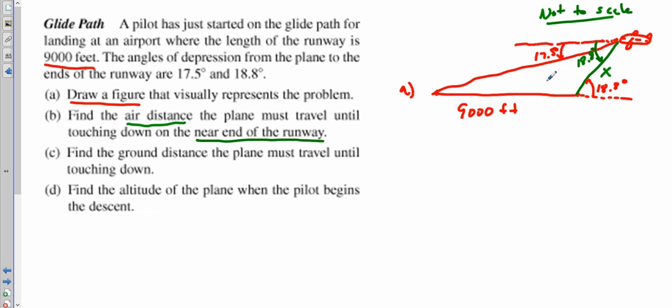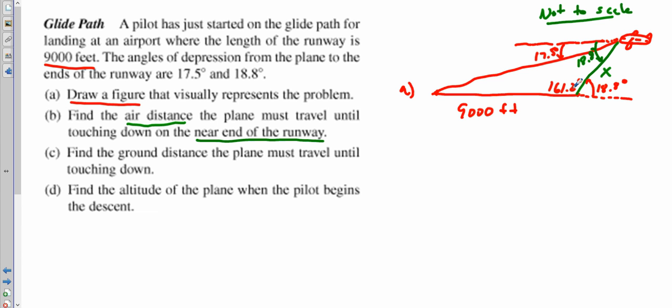Now, if that is 18.8 degrees, what angle is this right here going to be? Well, from this point, this angle is going to be 180 minus 18.8, which is going to give us 161.2 degrees. And that's what we have there.